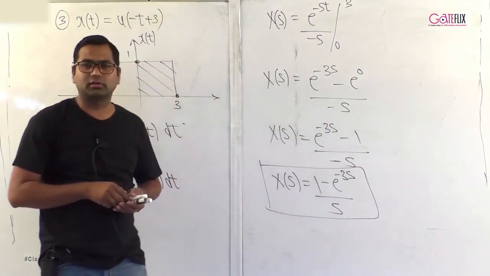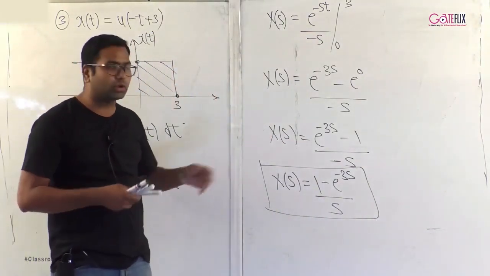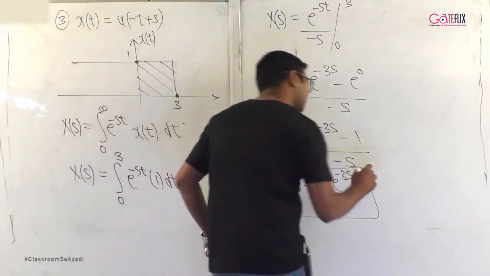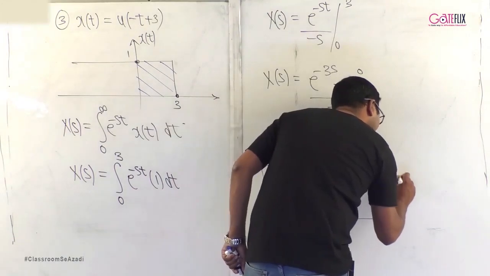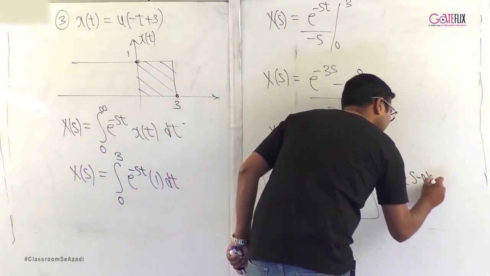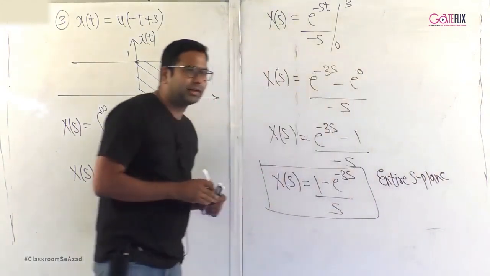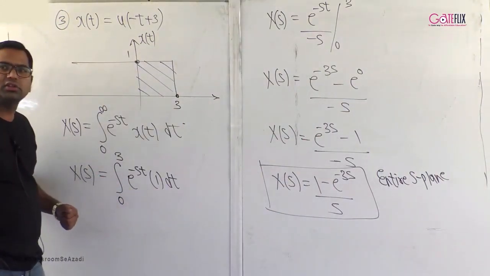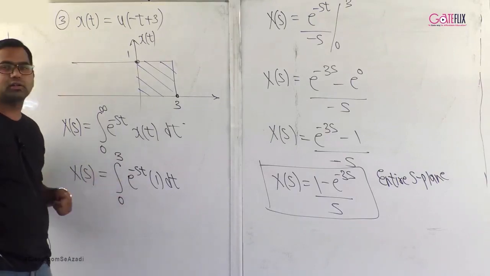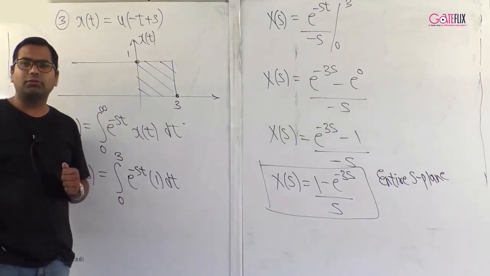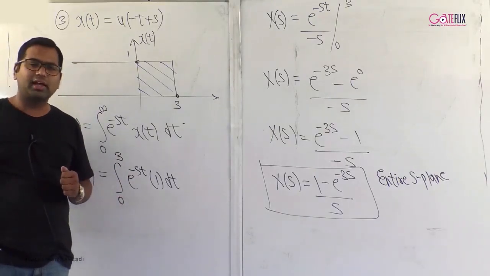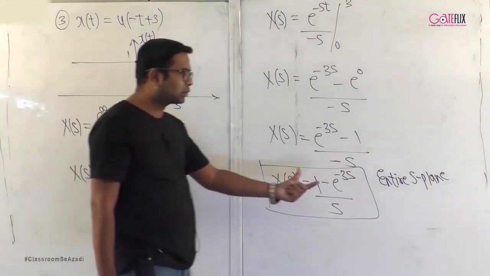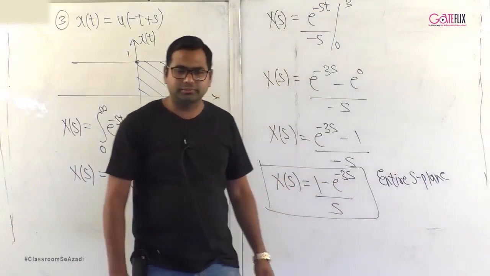There is no ROC here. Since we have not written any ROC, we can say the ROC for this question is the entire S-plane. Why is the ROC entire S-plane? Because we are integrating only from 0 to 3. Since you are integrating for finite duration, this can be called as a finite duration signal. And as we have seen from properties of ROC, for a finite duration signal, the ROC is entire S-plane.